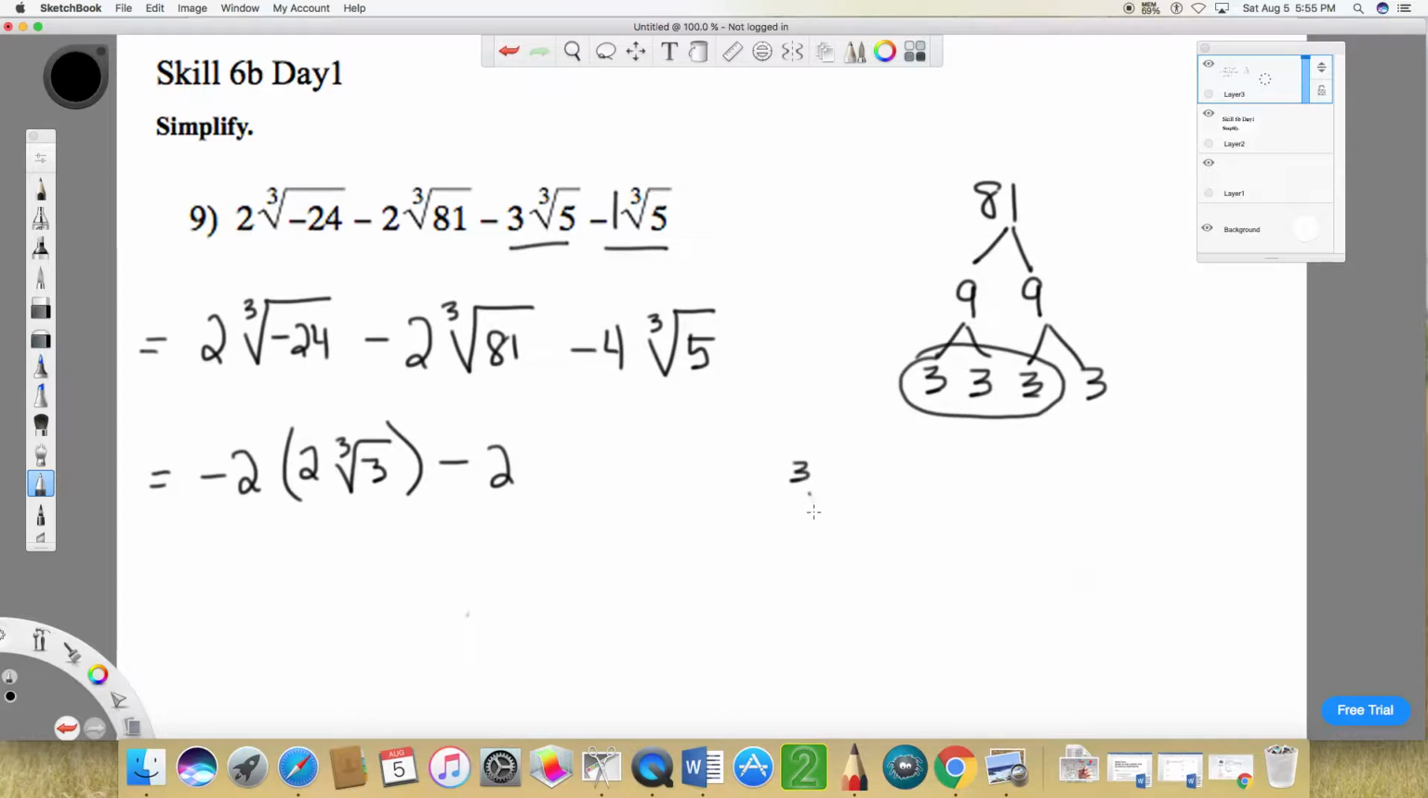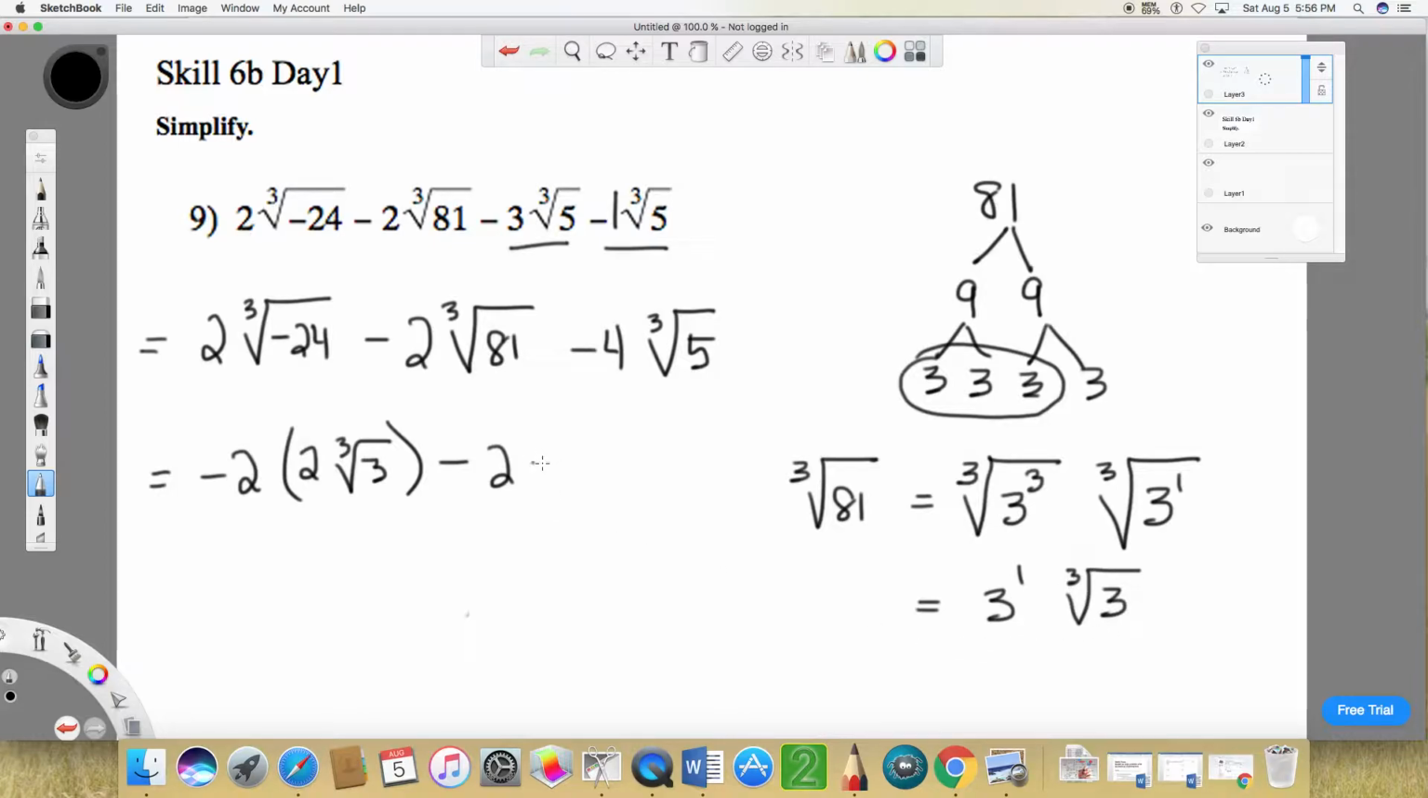So the cube root of 81 breaks down to the cube root of 27 times the cube root of 3. The 3 plus 1 is 4 factors. But like I say, you have one group of 3. You have an exponent of 1 here. One group of 3 times the cube root of 3. So that's what this factor there is. It is 3 times the cube root of 3.